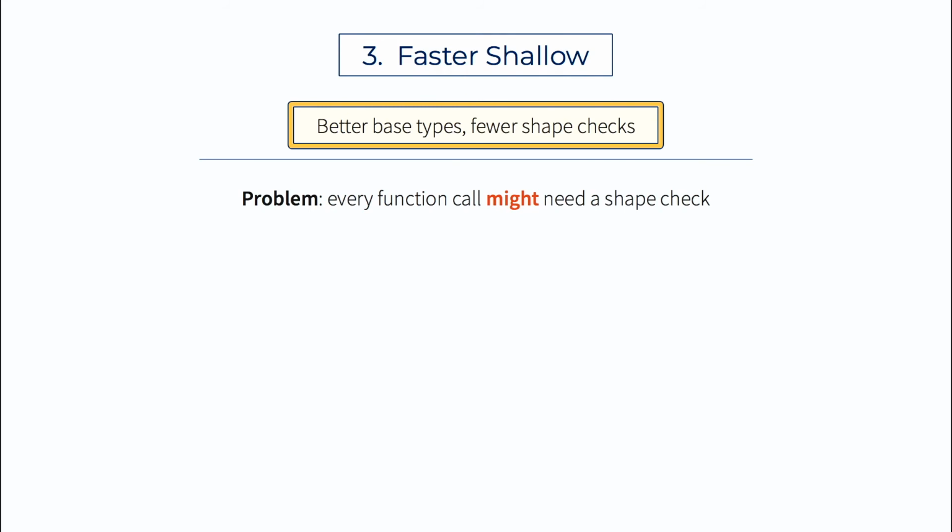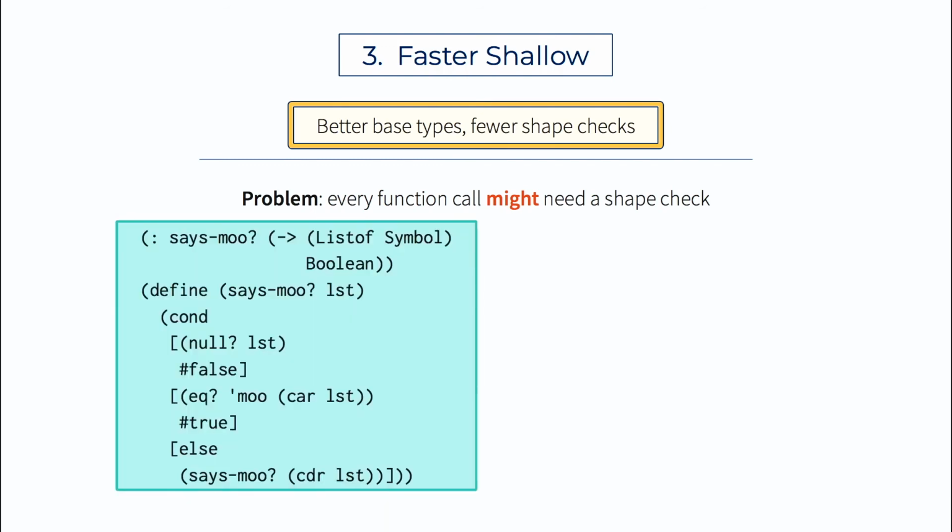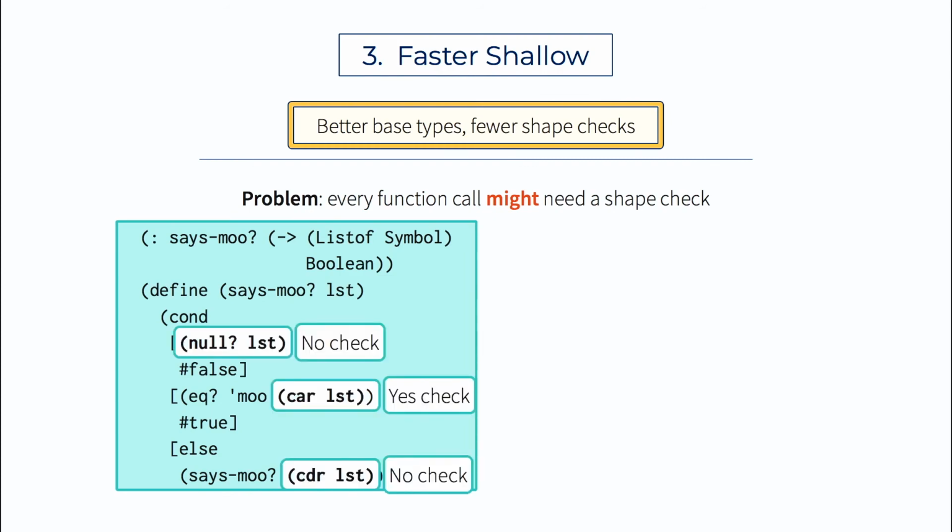The context is, in the naive implementation of shallow, technically every function call sitting in our program is going to need some kind of a check. So we have car here, yes, we need a check, but there's a few others like null and cutter. And just looking at this, we can say we don't have to check those. We know that they're going to return values that match the shape that we're expecting. But shallow doesn't know that unless we somehow tell it to.